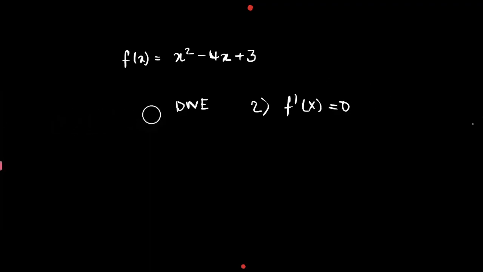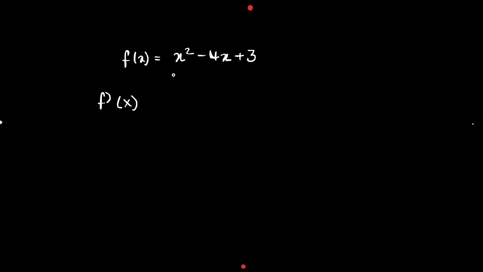So let's start by taking the derivative and setting it equal to 0 to try to see if there are points when our f prime of x is equal to 0, right? So f prime of x, what is the derivative of this function? The derivative of x squared minus 4x plus 3 is 2x minus 4. So this is our derivative. So now we have to set this equal to 0 in order to identify our critical points.